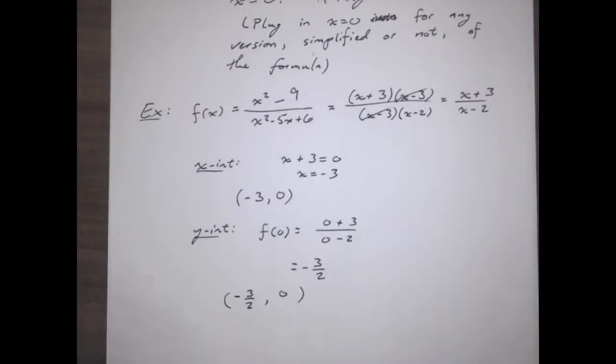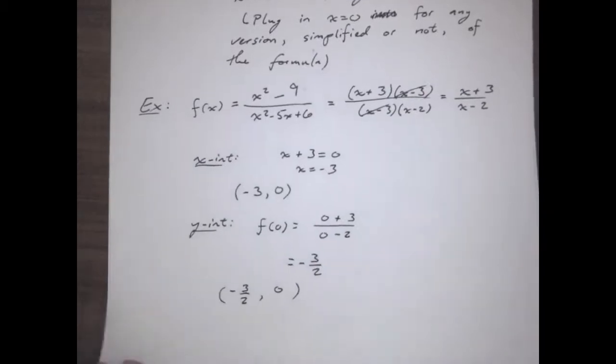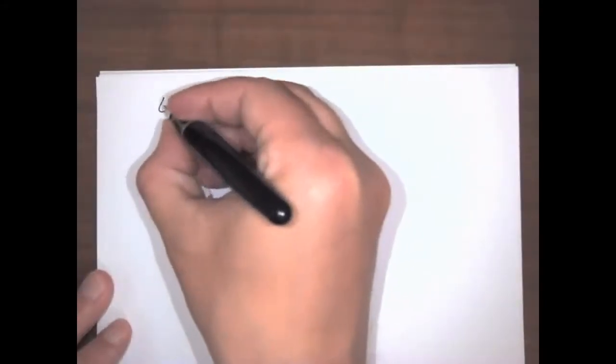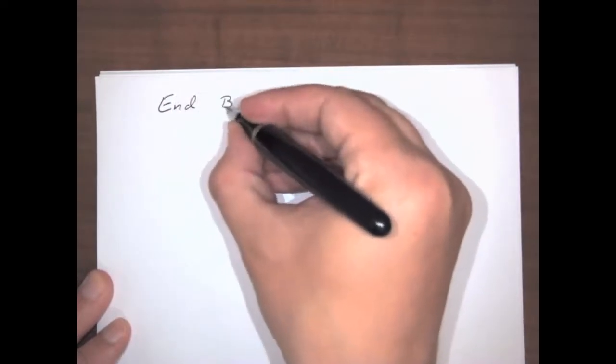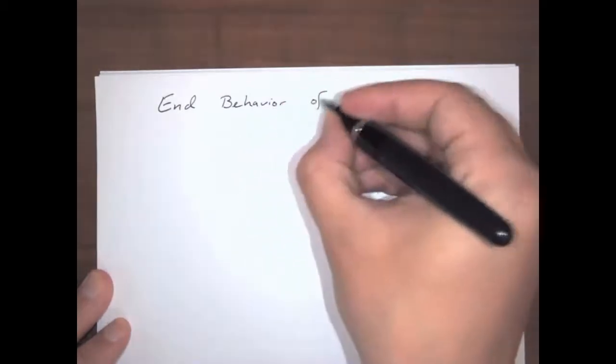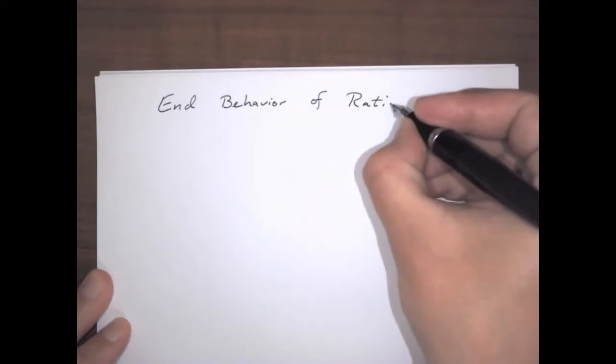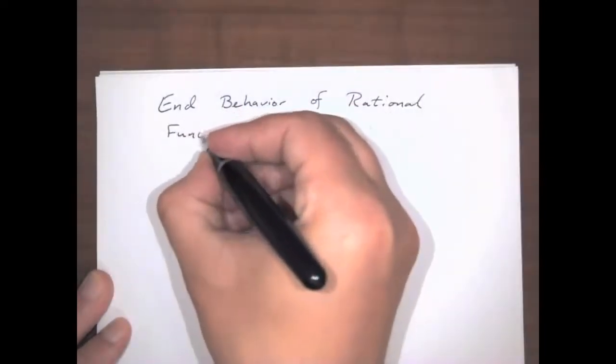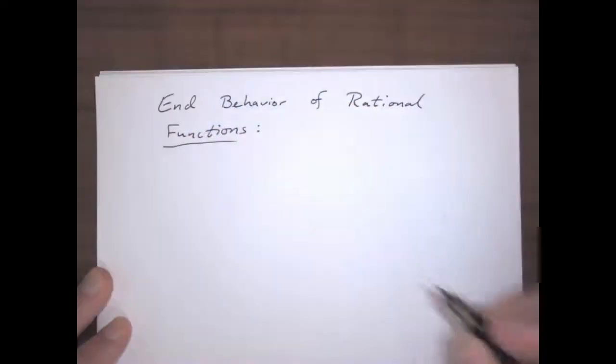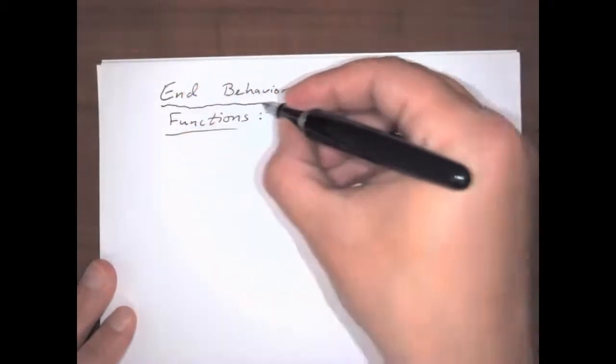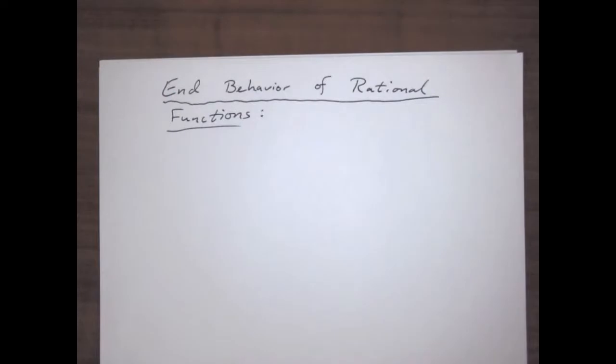Alright, those are intercepts. Now there's one more piece of the graph of a rational function that is substantially different from polynomials, and that is what happens in its end behavior. So the end behavior of rational functions. Now this is a little bit complicated, and we can just break it down into a few cases, but the basic idea is that if we look at the leading terms of the top and the bottom, that will tell you what to expect in the long run for the rational function.